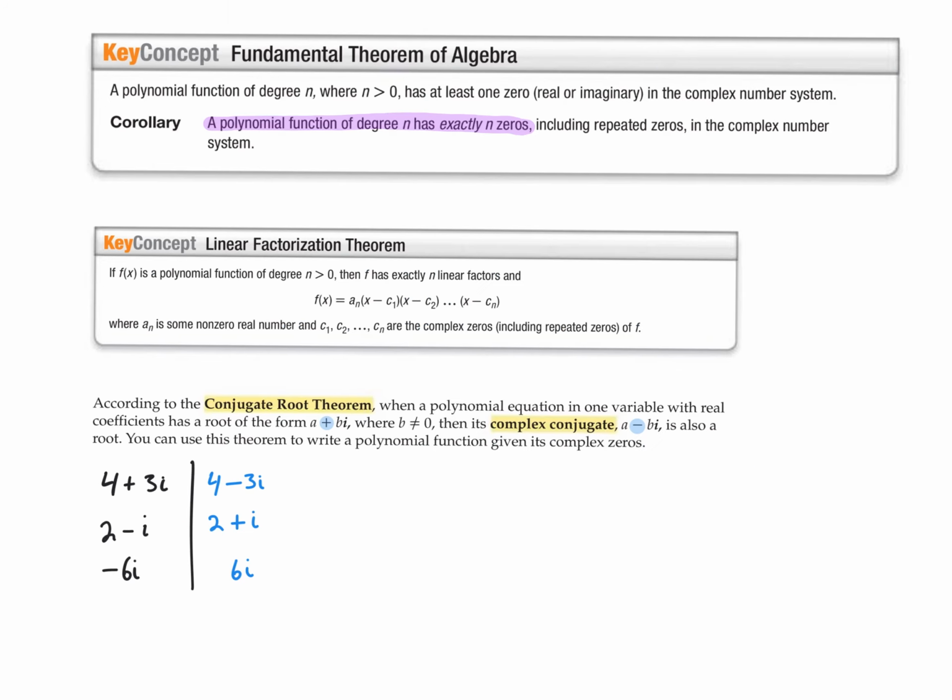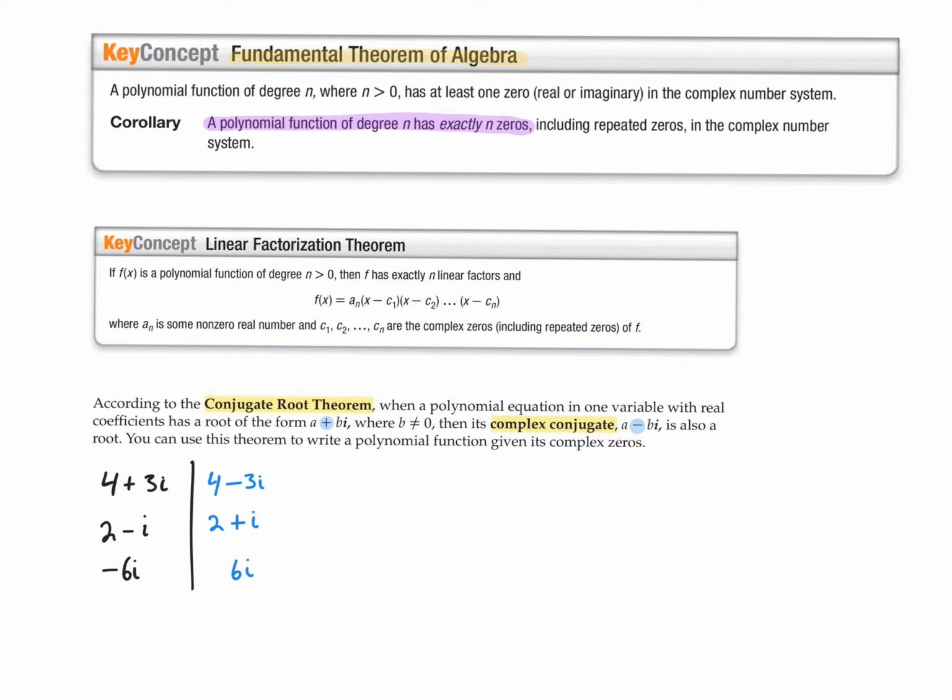Alright, now this next theorem is pretty important because they specifically say the fundamental theorem of algebra. So this is the fundamental theorem of algebra. I think we've talked about this last year in Algebra 2. We're going to talk about it again right now. The fundamental theorem of algebra says a polynomial function of degree n, where n is bigger than 0, meaning it has at least degree 1, has at least one zero, real or imaginary, in the complex number system.